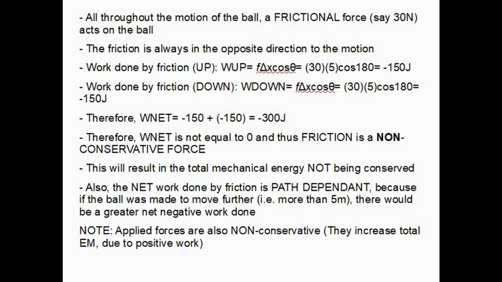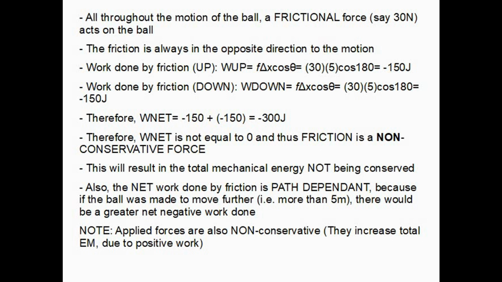So, all throughout the motion of the ball, a frictional force, let's say 30 newtons, acts on the ball. Right, so now the friction is always in the opposite direction to the motion. Work done by friction, in other words upwards because the ball was rolled upwards, is F, the force of friction, delta x cos theta. Alright, we sub in our values. We know the 30 newtons times 5, cos 180, negative 150 joules. The work done by friction downwards is 30 times 5, cos 180, and that gives us 150 joules.